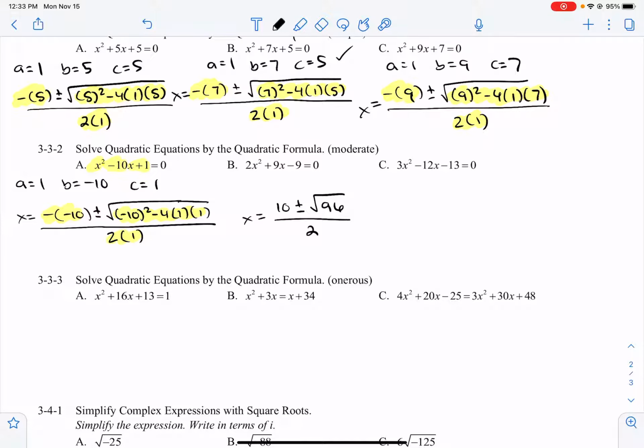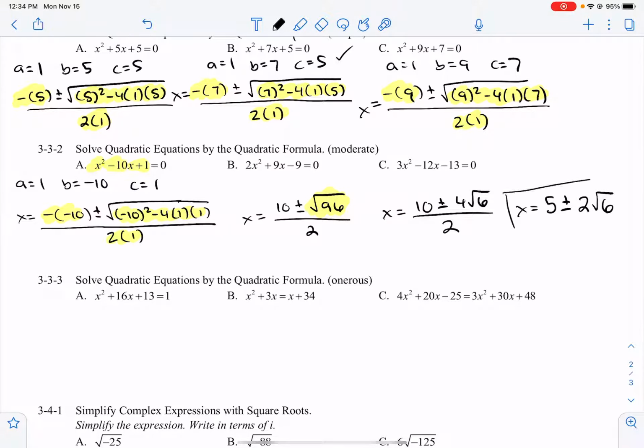All right, so next step is you are going to plug this into your calculator, the square root of 96, and it's going to spit back, it should be, what, 4 root 6? That looks right. 4 root 6, all divided by 2. And now I just clean up my division. 10 divided by 2 is 5, plus or minus 4 root 6 divided by 2. Well, 4 divided by 2 is 2, and then I'm left with a root 6. So 5 plus or minus 2 root 6 would be my final answer.